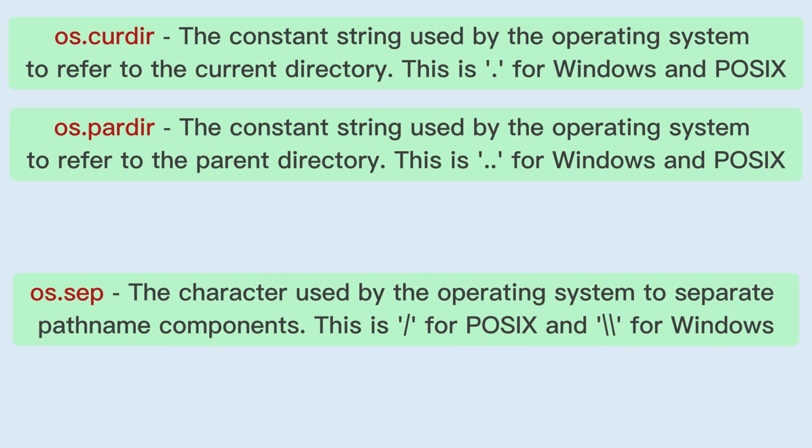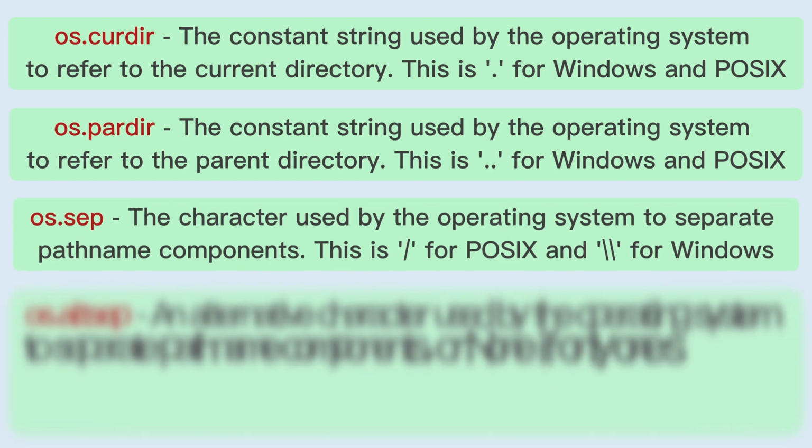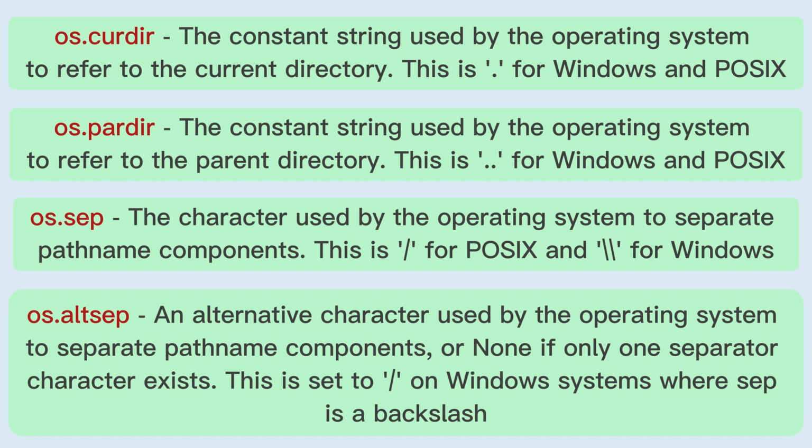os.sep. The character used by the operating system to separate pathname components. This is a slash for POSIX and a double backslash for Windows. os.altsep. An alternative character used by the operating system to separate pathname components, or None if only one separator character exists. This is set to slash on Windows systems where sep is a backslash.